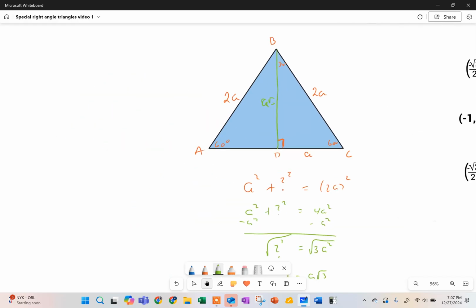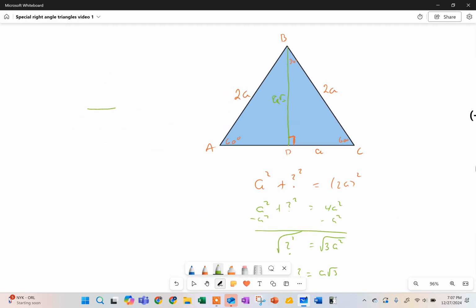Now, I don't particularly like this picture, so I'm going to redraw it to the best of my ability. And you can see across from the 30-degree angle is a. My hypotenuse is 2a, and the side opposite 60 degrees ended up being a radical 3.